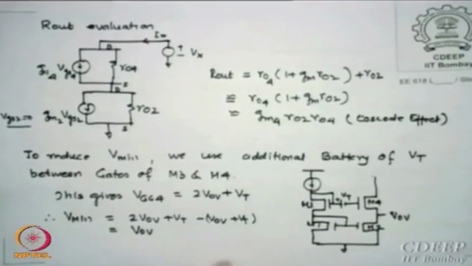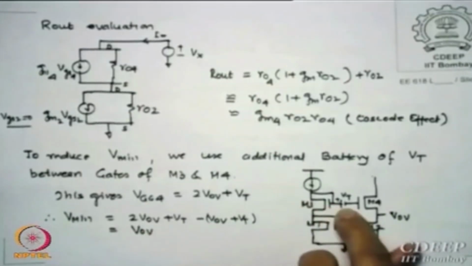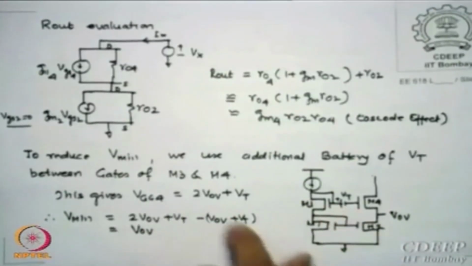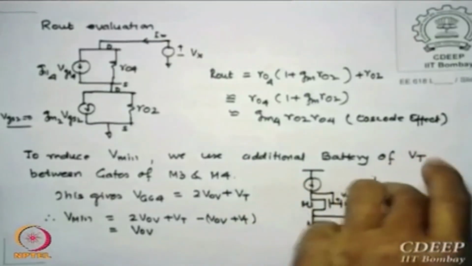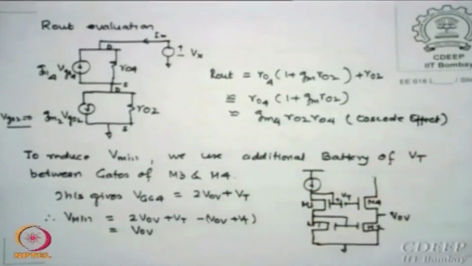So what is now happening is, we have this 2 VOV plus Vt which we are getting, minus VOV plus Vt, because this additional Vt we are supplying now will get subtracted. So now you are getting VOV as your Vmin. So you are reduced from 2 VOV plus Vt to only VOV, which is what you said, smaller. So I am putting a battery to compensate, I will be able to reduce my Vmin, but at no cost at the output because our cascode stage is not changed by me, is that correct?